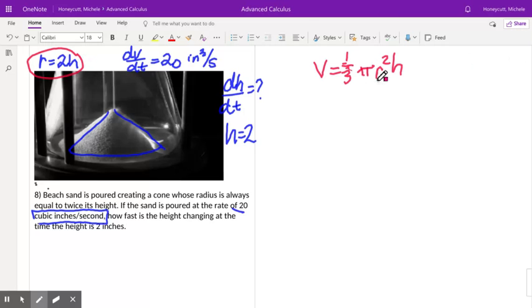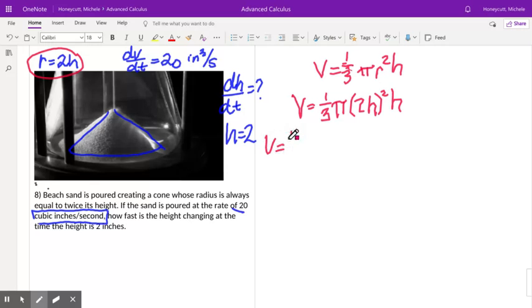So for r, I'm going to substitute in a 2h, especially since there's an h measurement given and it's asking me for dH/dt. I definitely want to leave the h in the formula, but they don't tell me anything about the radius, so I'm going to get rid of the r altogether by substituting r with the 2h that they told me. So now my formula will look like volume equals 1/3 pi times (2h) squared times the height.